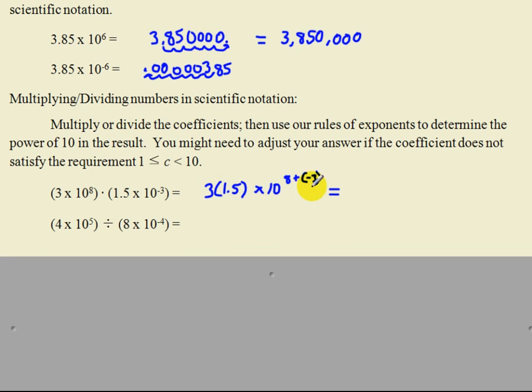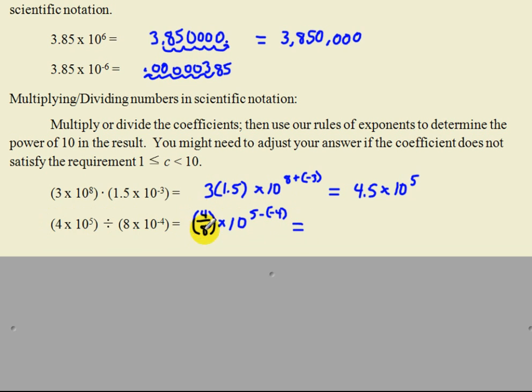So our coefficient 3 times 1.5 gives us 4.5, and then for our exponent 8 plus negative 3 is a positive 5. We already have an answer, a coefficient here that's at least 1 but less than 10, so we're in good shape. Here we have a quotient, so we have 4 over 8 for our coefficient, and then to get our power of 10 we need to subtract, so 5 minus negative 4 will be our exponent.